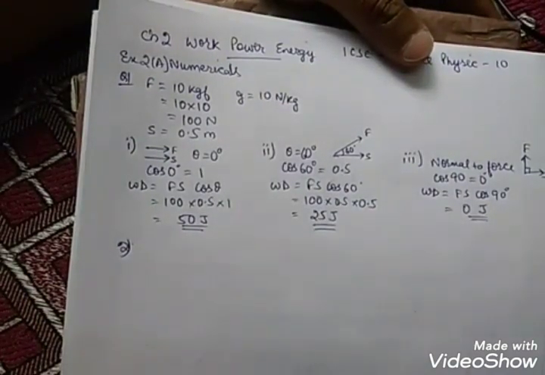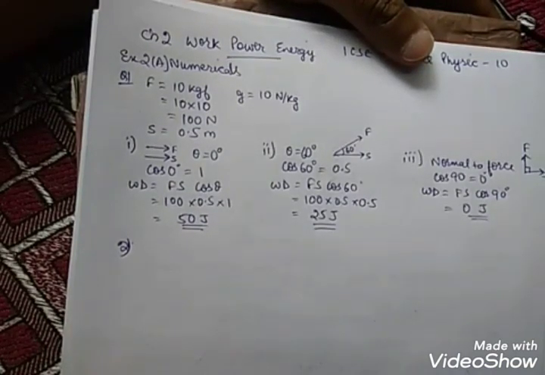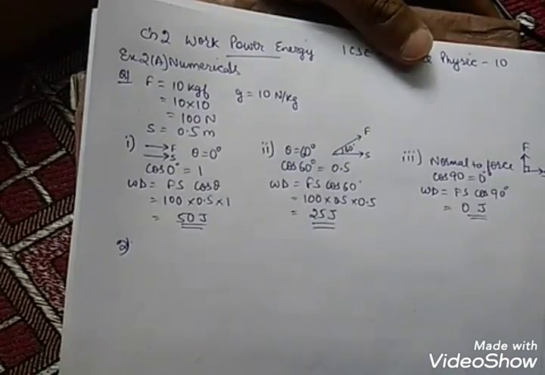Question number 2 says, a boy of mass 40 kg runs upstairs and reaches a floor 8 meter high in 5 seconds. Calculate the force of gravity acting on the boy. The first question is the force of gravity on the boy. Second is the work done. Third is the power. Take g equal to 10 meter per second square.